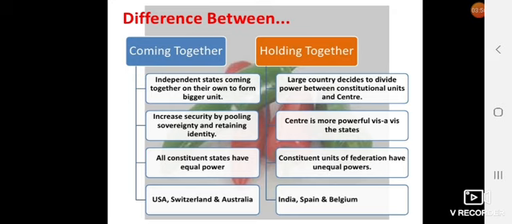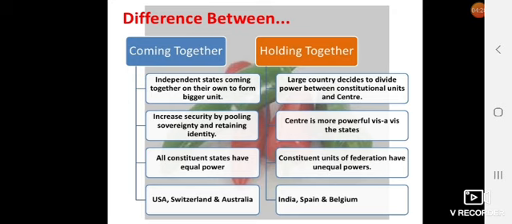In the next slide we can see it in detail, the difference between coming together federation and holding together federation. As I already told you, in coming together federation, independent states come together on their own to form a bigger unit. It increases security by pooling sovereignty while retaining identity. All constituent states have equal power. So the states which come together to form big unions have equal power. Examples of coming together federation are USA, Switzerland, and Australia.